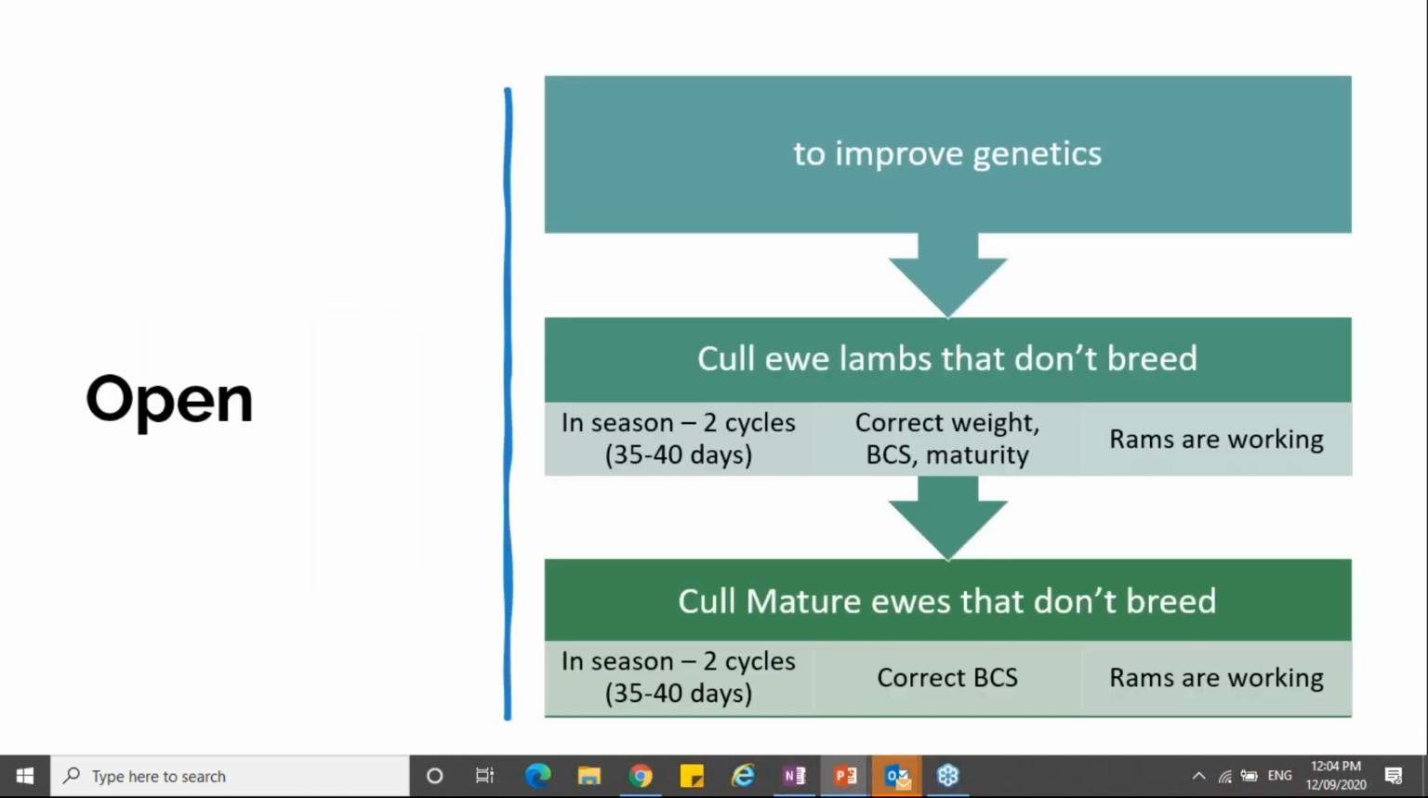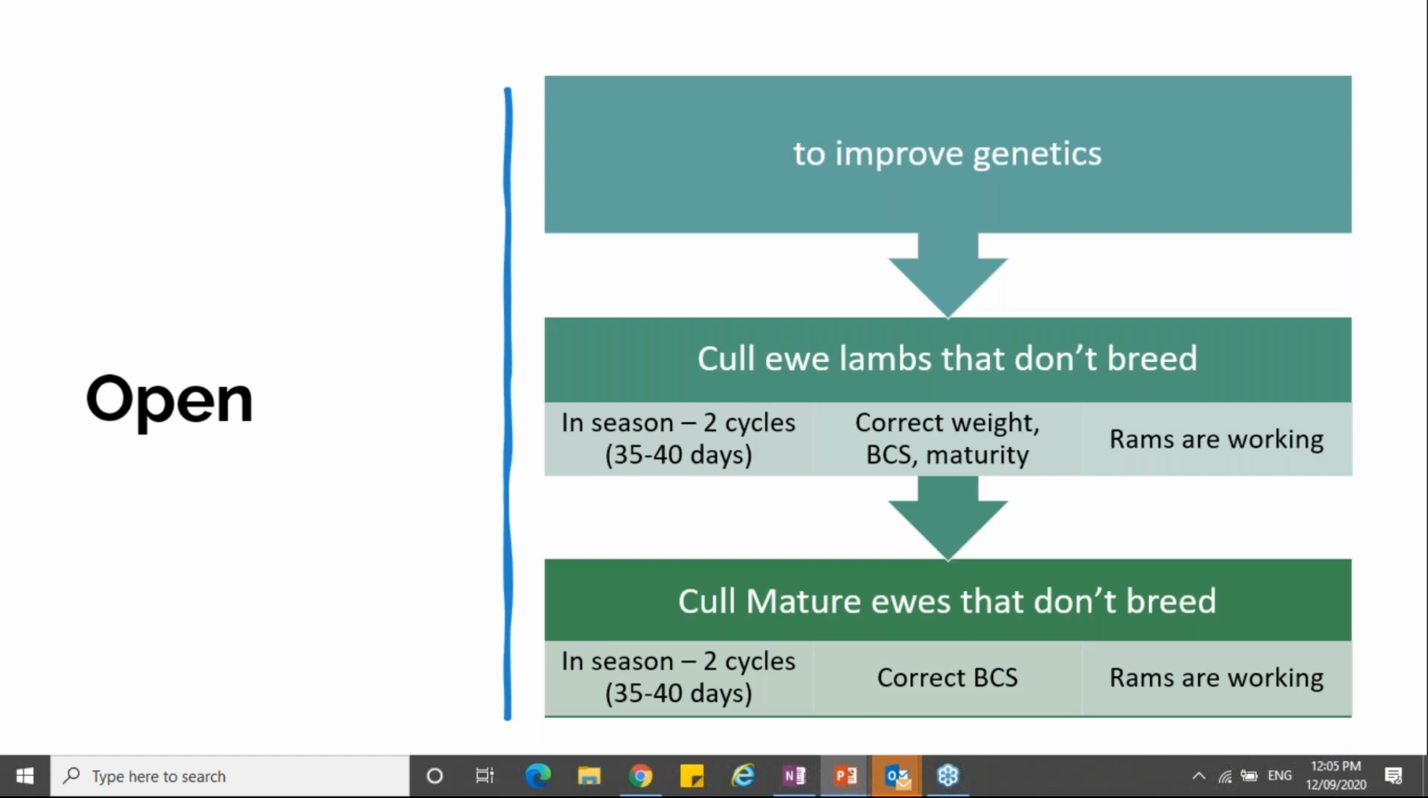If your main product is lamb, ewes need to get pregnant to remain in the flock. So you really need to cull ewe lambs that don't breed, and you need to cull mature ewes that don't breed. That sounds pretty simple, but there's always considerations that come in.